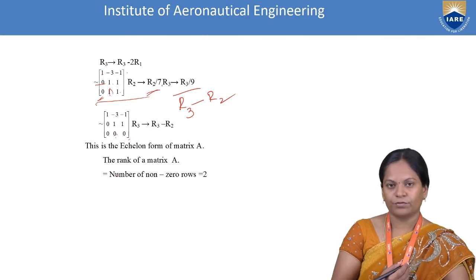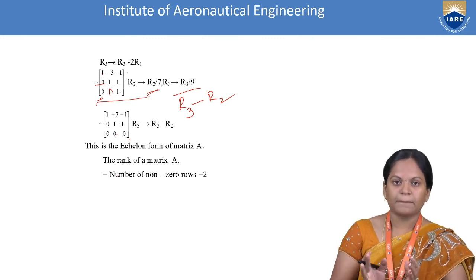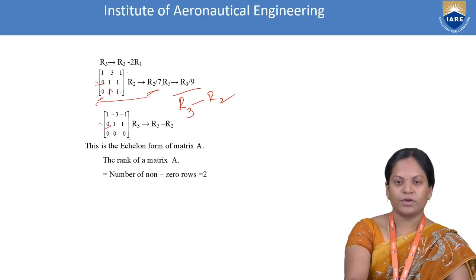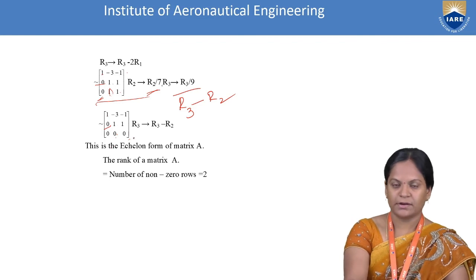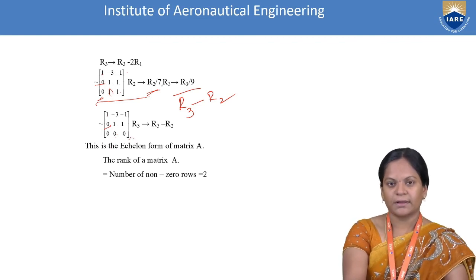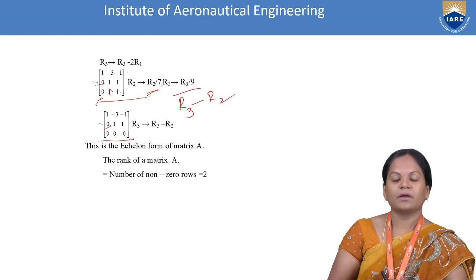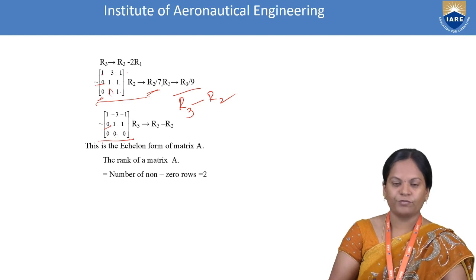Why is this in Echelon form? Take the number of zeros. In the second row we have one 0. In the next row we have more than one 0. And here the first condition is also satisfied. What is the first condition? If any zero row is there, that should be after the non-zero row. Now we can stop here, and this is in Echelon form.